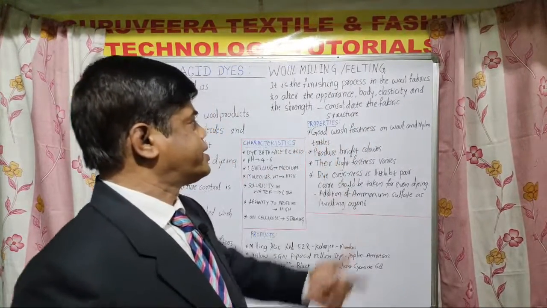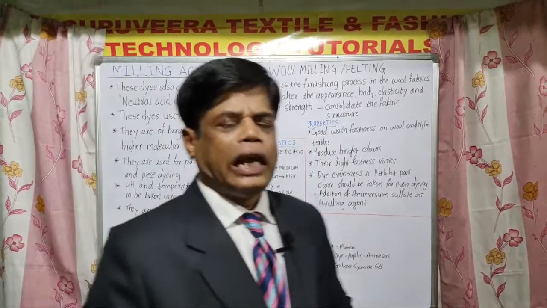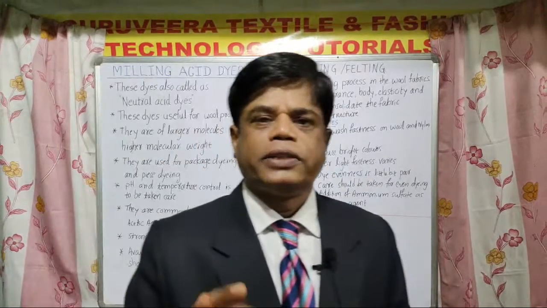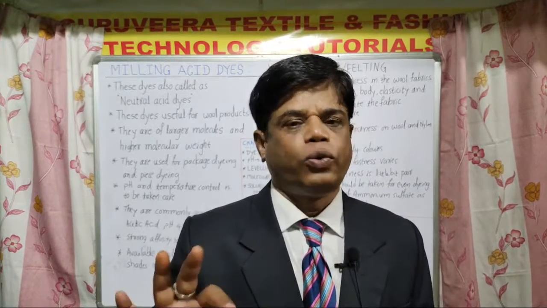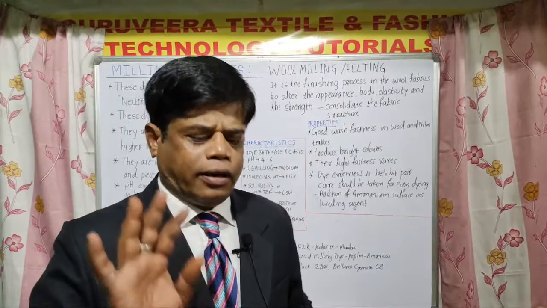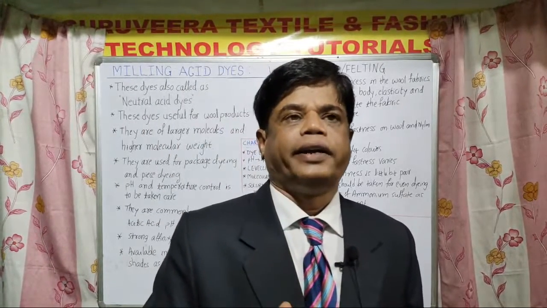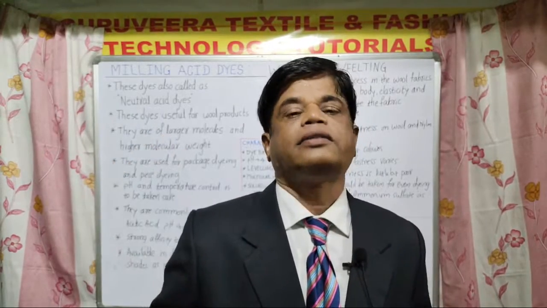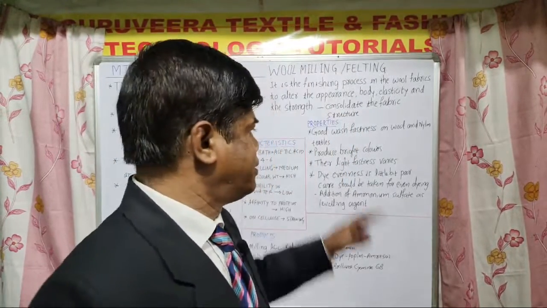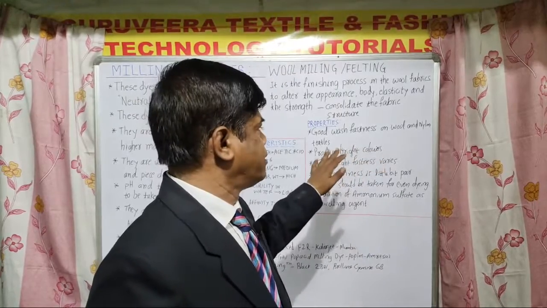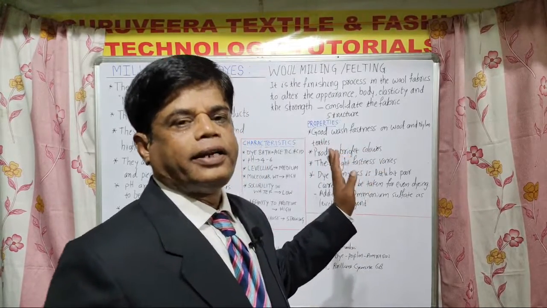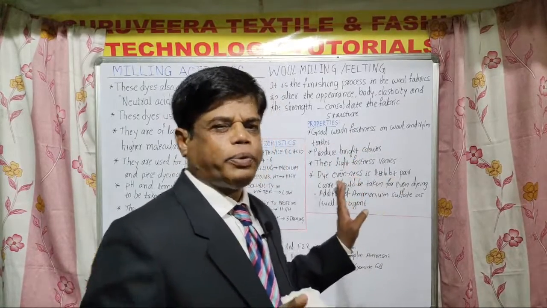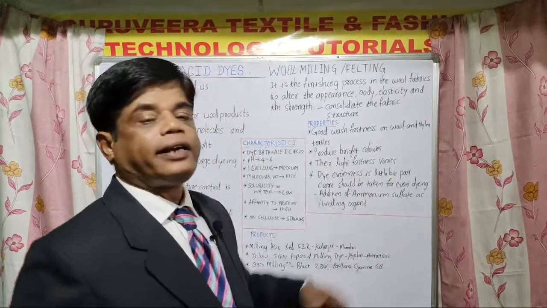Good wash fastness on wool and nylon textiles. Even nylon they prefer. Actually, milling acid dye is preferred for wool, but nylon is also done. Nylons are dyed not only by this milling class, but other classes of dyes are used, because in some books nylon is given, but as per me it is best for wool. And good wash fastness, super, produces bright colors.